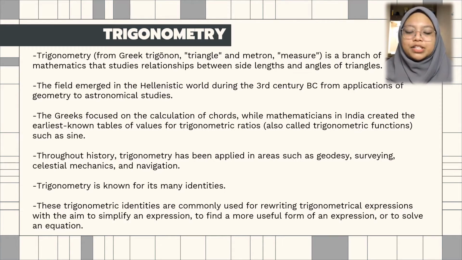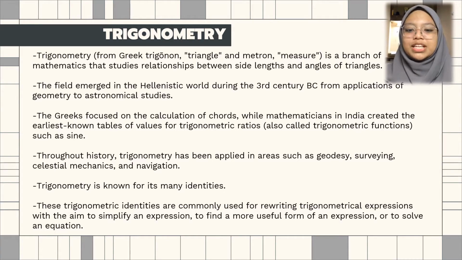Introduction to trigonometry. Trigonometry means from Greek trigonon, triangle, and metron, measure. It's a branch of mathematics that studies the relationship between side lengths and angles of triangles. The field emerged in the Hellenistic world during the 3rd century BC from applications of geometry to astronomical studies. The Greeks focused on the calculation of chords, while mathematicians in India created the earliest known tables of values of trigonometric ratios, also called trigonometric functions, such as sine.